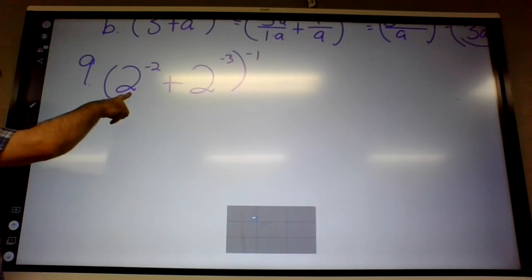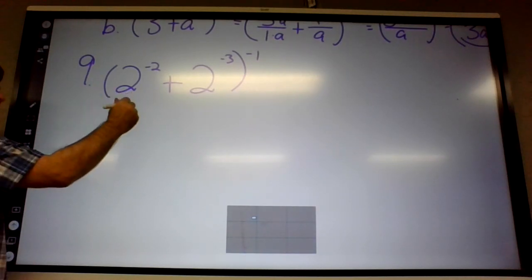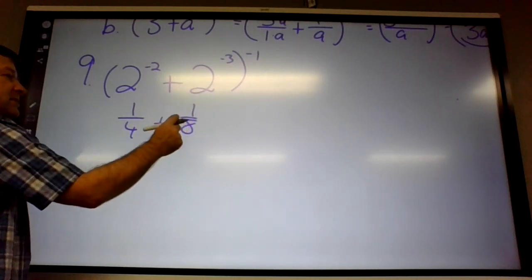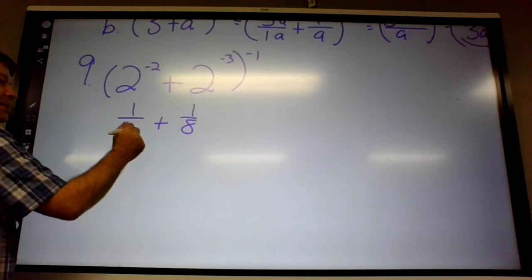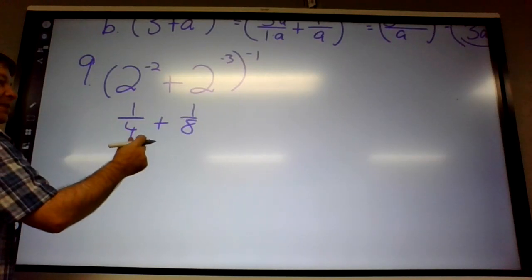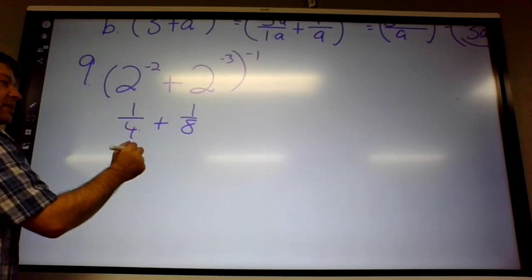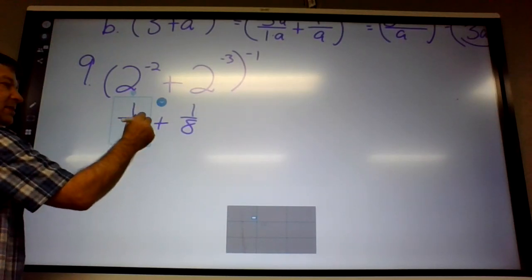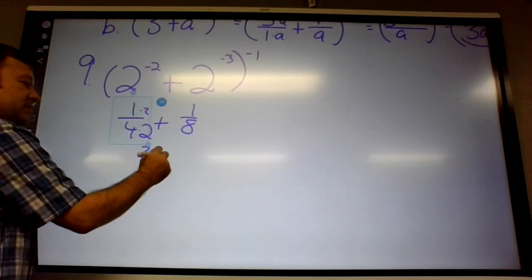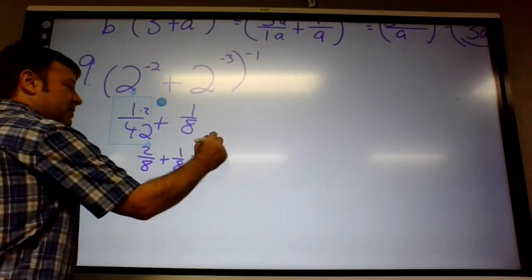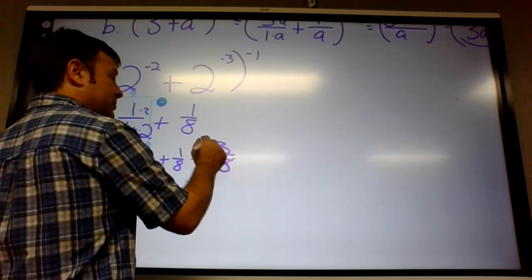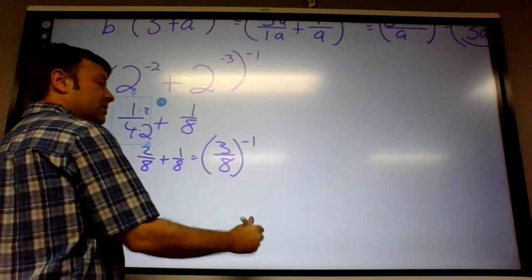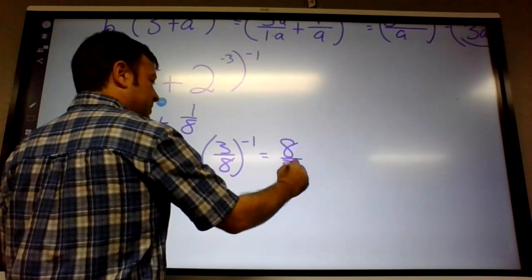Okay, what's 2 to the negative 2? 1/4. Oh. 2 to the negative 3? 1/8. Okay, this is a numbers problem. Now, how do I put those together? Make it the common denominator, which is 8. So 1/4 times 2 is 2/8, plus 1/8 is 3/8. We probably should have done this one before we did the letters one. And all of that's in the parentheses, so all that's to the negative 1. 8 over 3. So you flip it upside down.